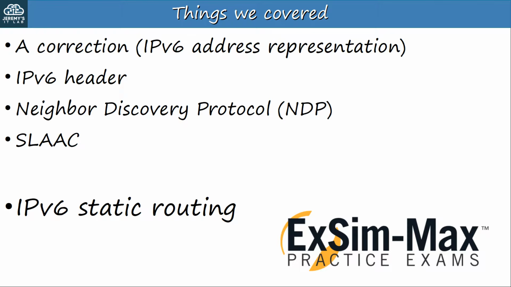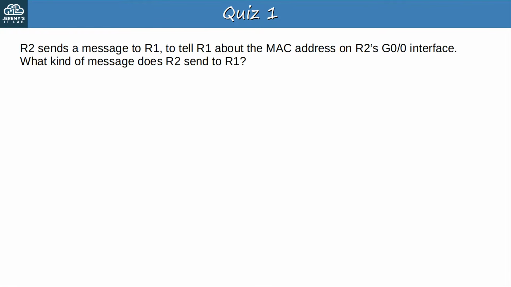Okay, let's get started with quiz question 1. R2 sends a message to R1 to tell R1 about the MAC address on R2's G0/0 interface. What kind of message does R2 send to R1? A. RA, B. NA, C. RS, or D. NS? Pause the video to think about the answer.